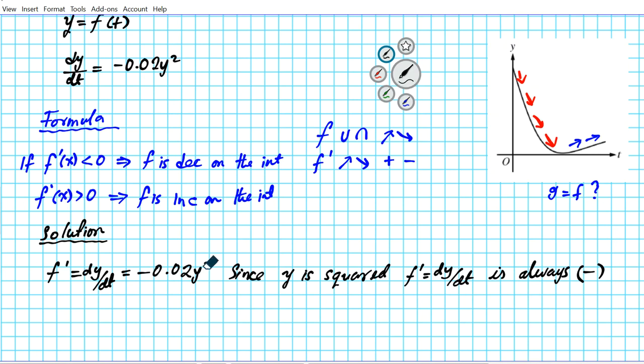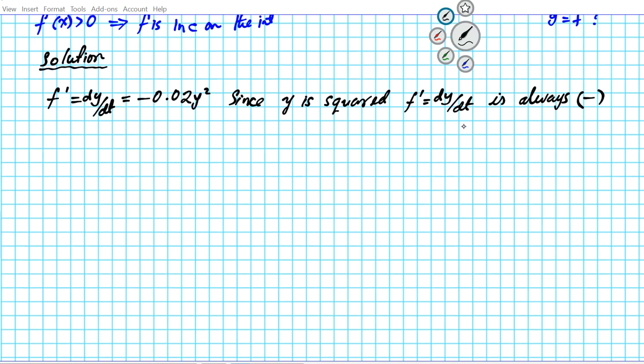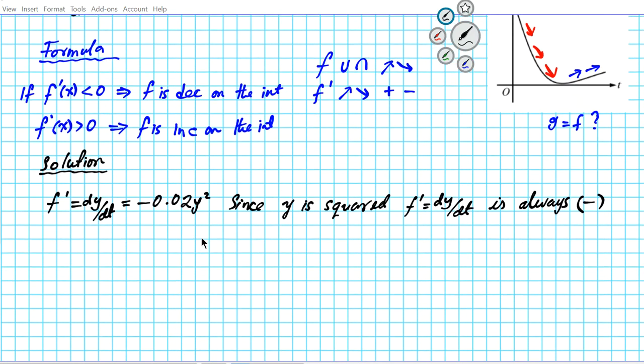Alrighty, so if the derivative is always negative, what does that tell you about the behavior of the function itself? If the derivative of a function is always negative, that means that the function is always decreasing. Okay, so let's go ahead and write that down. Since the derivative f prime, which is equal to dy dt, is always less than 0, the graph of f is always decreasing.